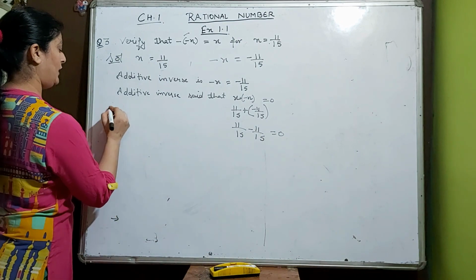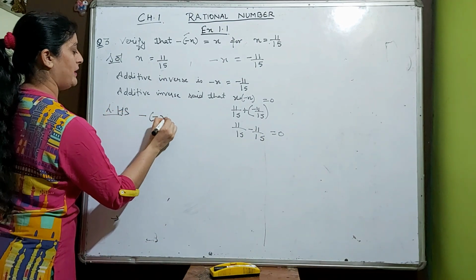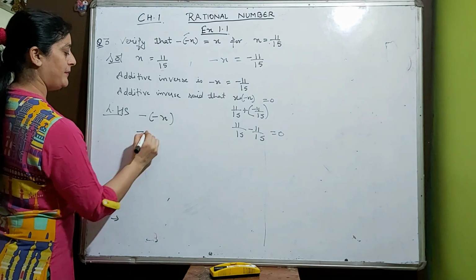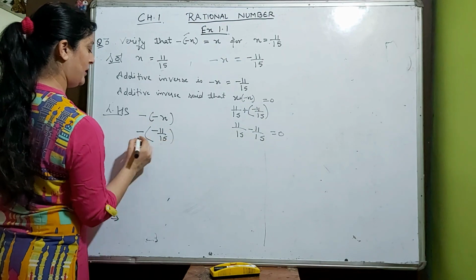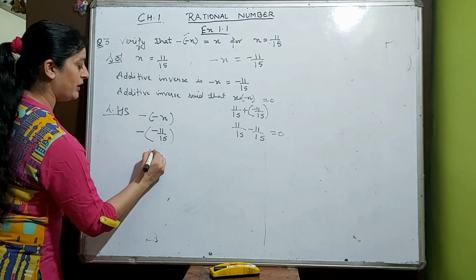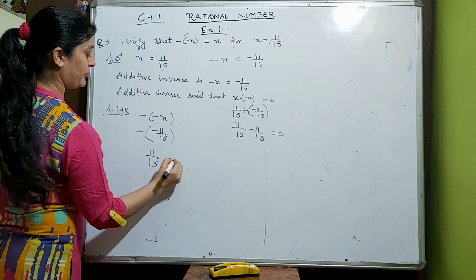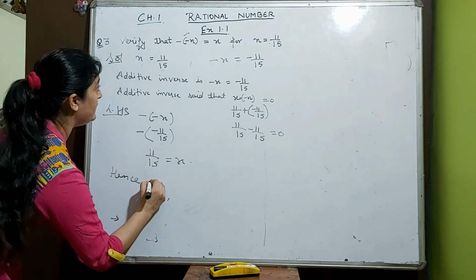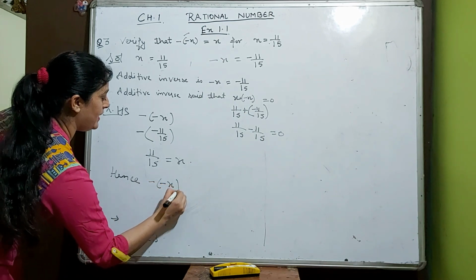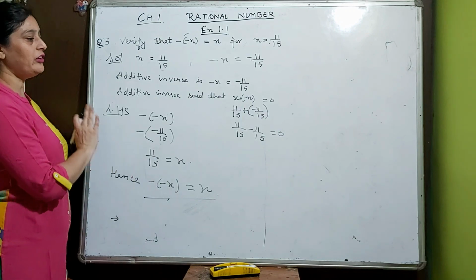X means that value. So minus, what is minus x? We are taking the left hand side, minus of minus x. Minus x is minus 11 by 15. Here minus into minus gives positive 11 by 15. That is equal to our x value. Hence minus of minus x is always equal to x. Thanks for watching this.